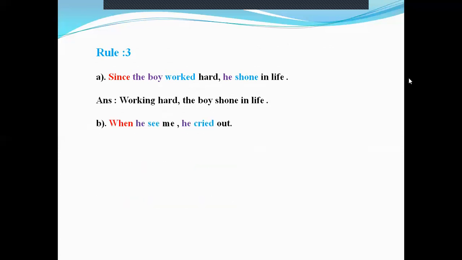Number B. When he see me, he cried out. Actually it will be when he saw me, he cried out. So there is when and the subjects are the same and there is a main verb in both clauses. So omit when and use ing with the main verb. So the answer will be seeing me, he cried out.